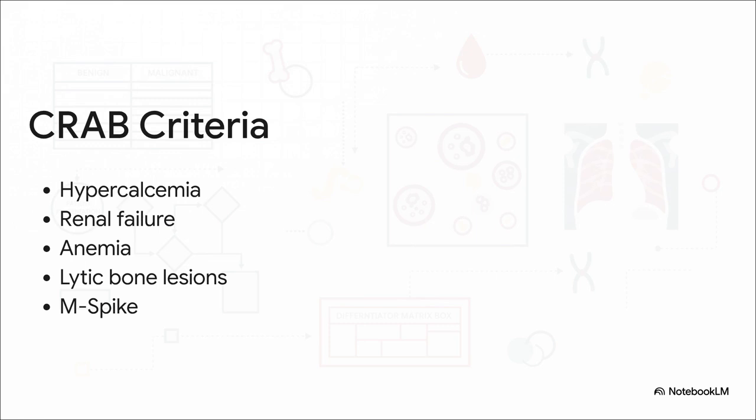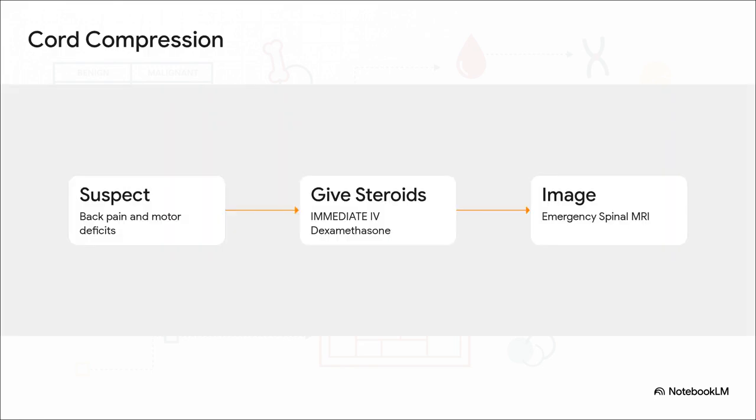To lock in multiple myeloma, just anchor your brain to the CRAB criteria: hypercalcemia, renal failure, anemia, and lytic bone lesions. These patients are going to present with fatigue, back pain, and a distinct monoclonal M spike on their serum or urine protein electrophoresis.